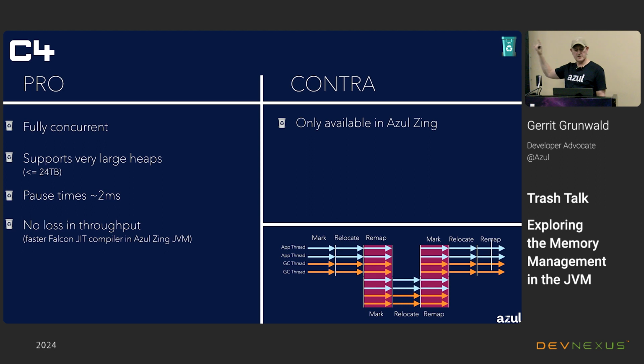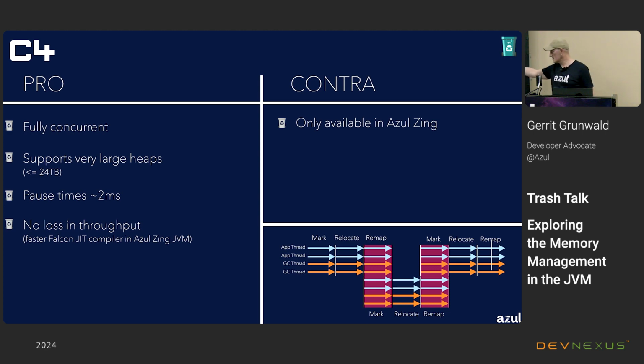It supports very large heaps. Pause times are the same as ZGC, more or less. No loss in throughput. The reason for that is that in the Zing JVM, we also have a different compiler, and the compiler produces faster code. If you have faster code, you don't have the problem of all the threads working on all things, right? So it means we are even faster than the OpenJDK code with that compiler. The con is that it's only available in Zing, right? So this is not available in any other OpenJDK distribution. But this is more or less the base for ZGC. It's very much the same thing.